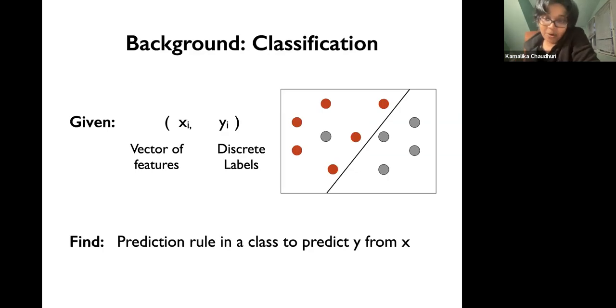Okay, so let's look at what we are talking about. What we are talking about over here is classification, where we are given pairs of the form (xi, yi), where xi's are feature vectors and yi's are discrete labels. And what you want to do is to find a prediction rule in a class that will predict the y's from the x's.